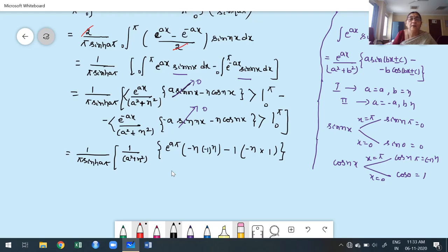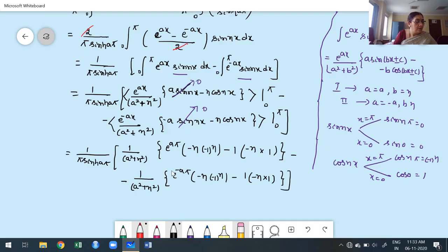And move to the second one. Minus 1 by a square plus n square of, apply the upper limit. What's the upper limit? E power of minus a pi of minus n into cos n pi is minus 1 to the power of n, minus e power of 0 is 1. This minus n into cos 0 is 1.